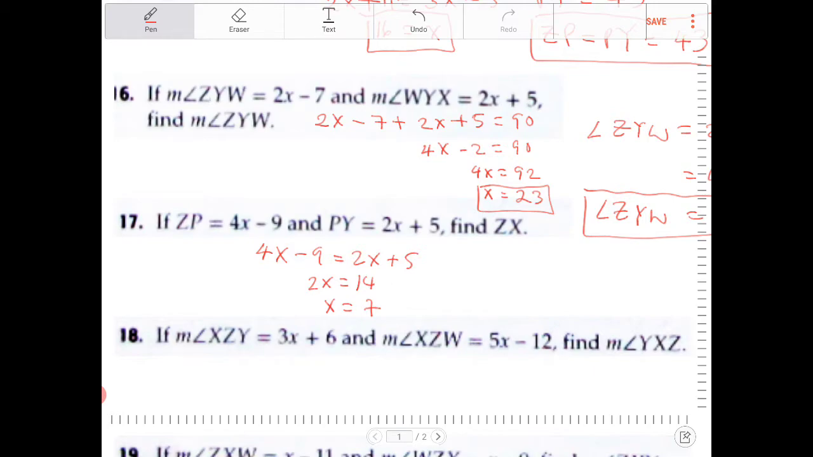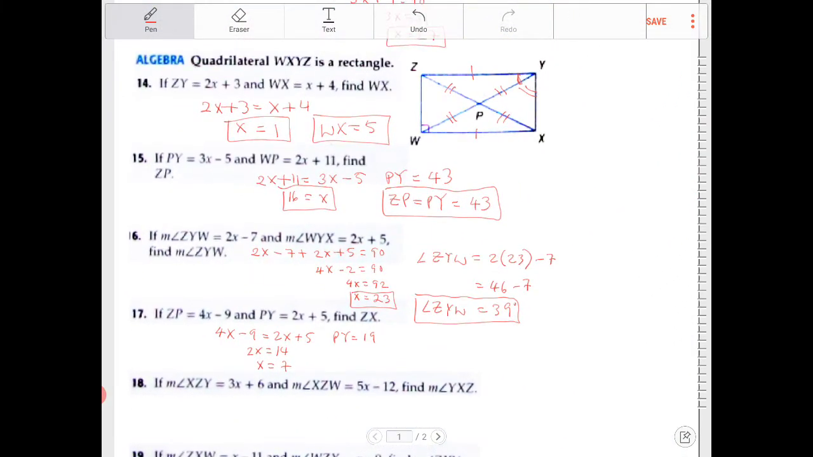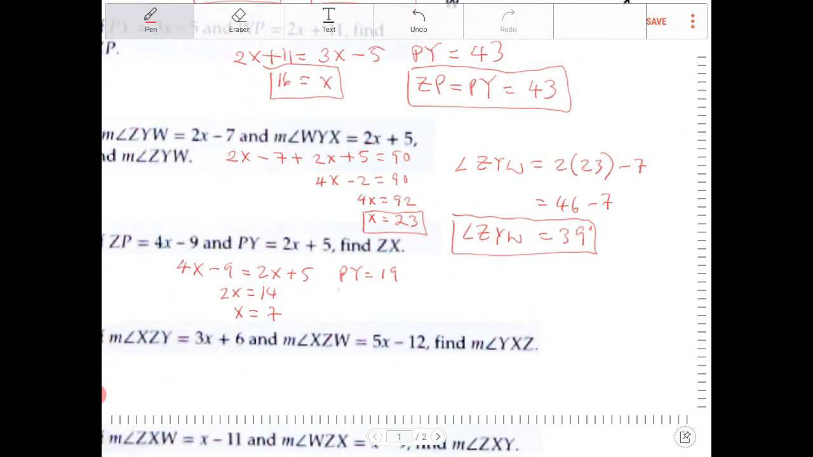So if I substitute 7 back in, PY will equal 14 plus 5, which is 19. And ZX will equal 2 times PY, which is equal to 38.